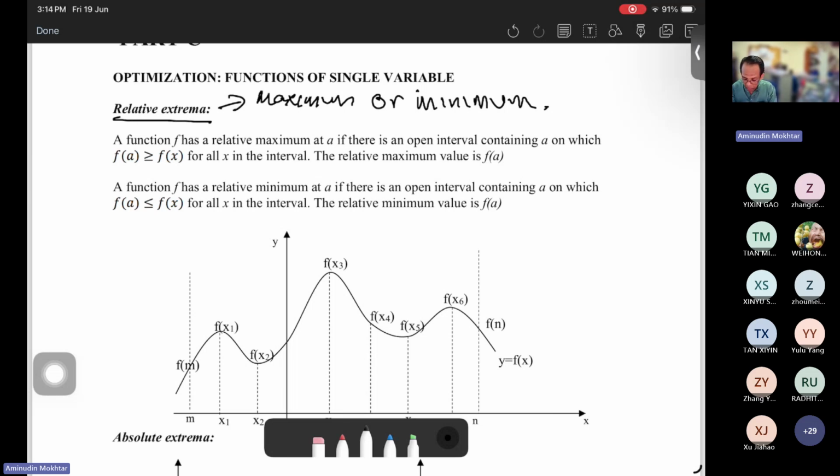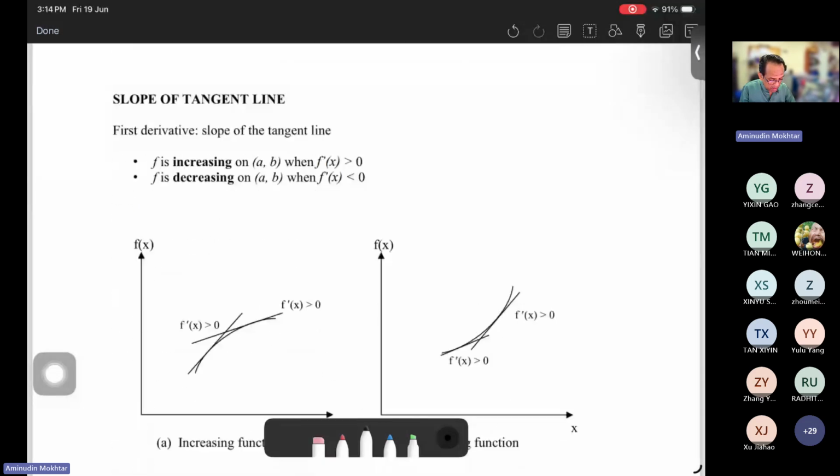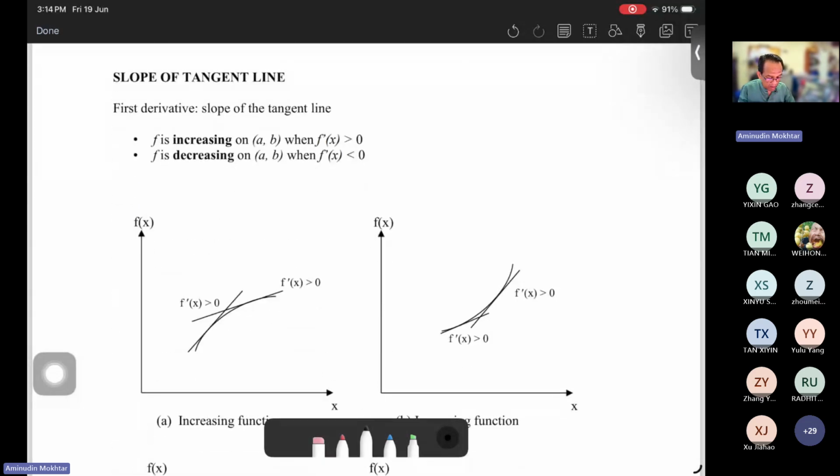Okay, if you refer to part C, page 1 and page 2. Again I will explain the extreme value. Before that, last week I explained about the slope of the tangent line. The value of the first derivative, nilai pembezaan pertama, can be positive. The value of the first derivative can be positive or negative.